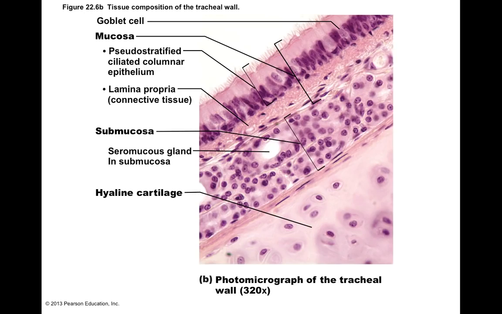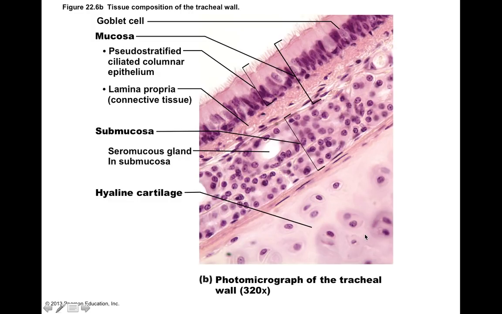So if we look at this in cross-section here, this is the epithelium. So it's that pseudostratified ciliated columnar epithelium. Here's the cilia. You see those finger-like projections along the apical surface of these cells. Here's our lumen. And then deep to that, we have submucosa. And in the submucosa here, we have mucus glands, which basically secrete mucus through ducts under the surface. And then deep to that, we have cartilage, or hyaline cartilage.